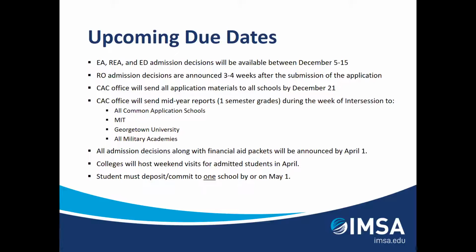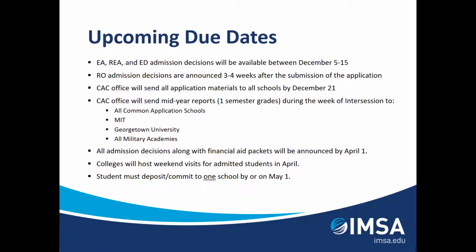If your student is applying to a regular decision or rolling college, a college that has a rolling application due date, let's just use University of Illinois at Chicago, Iowa State University, or Michigan State University, usually your student will hear back about 3 weeks after he or she submitted the application.